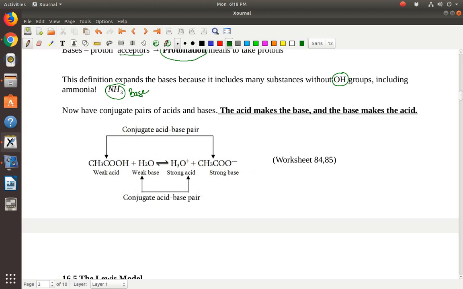So this is a weak acid, and it may be a little bit more difficult to see that this is an acid because of the way that it's written. But what you always need to do is compare the two molecules. So this molecule and this molecule look the most similar. What's the only difference here?